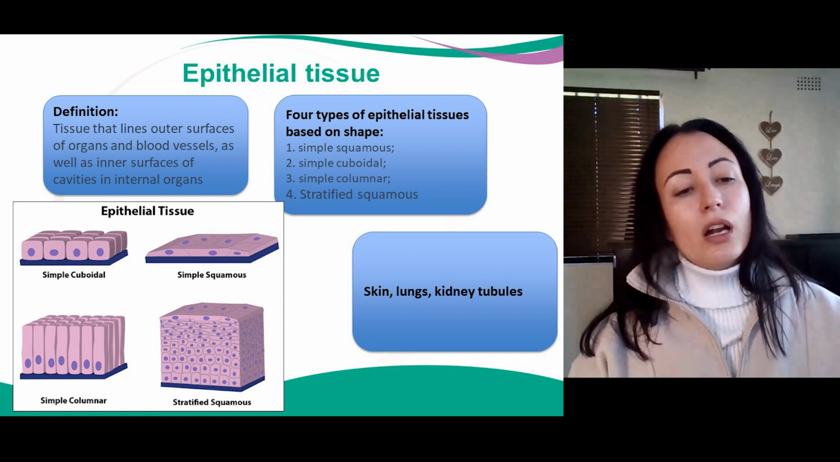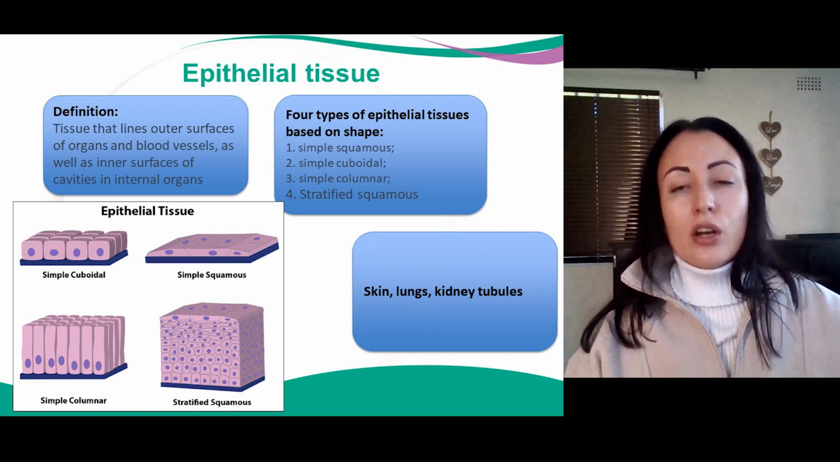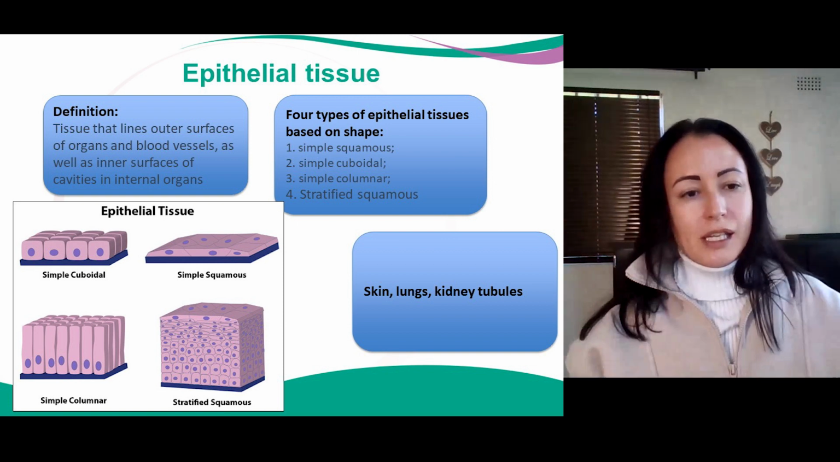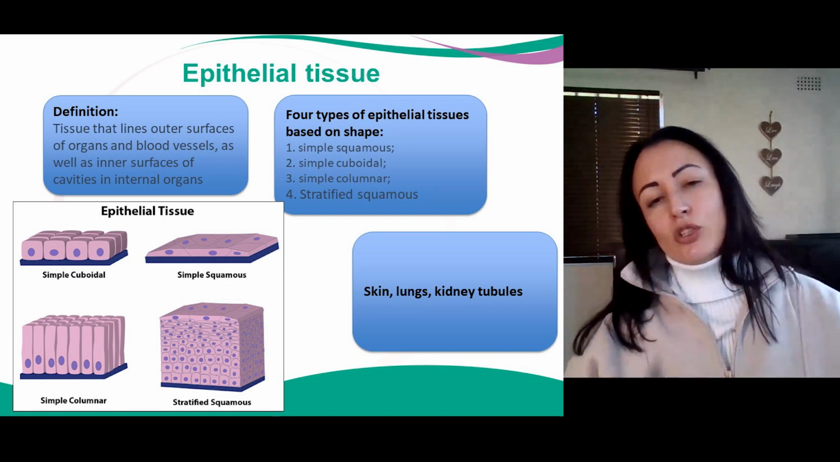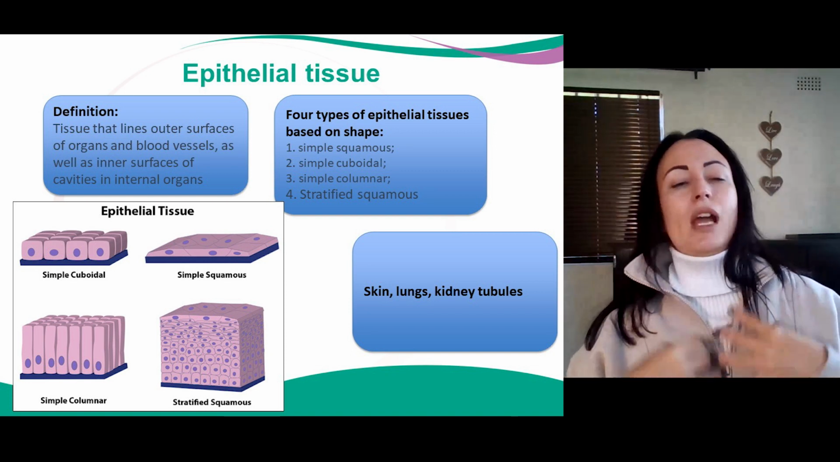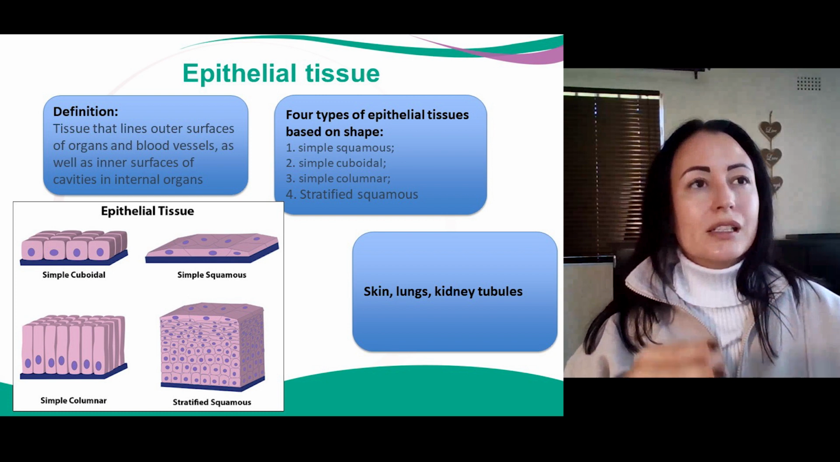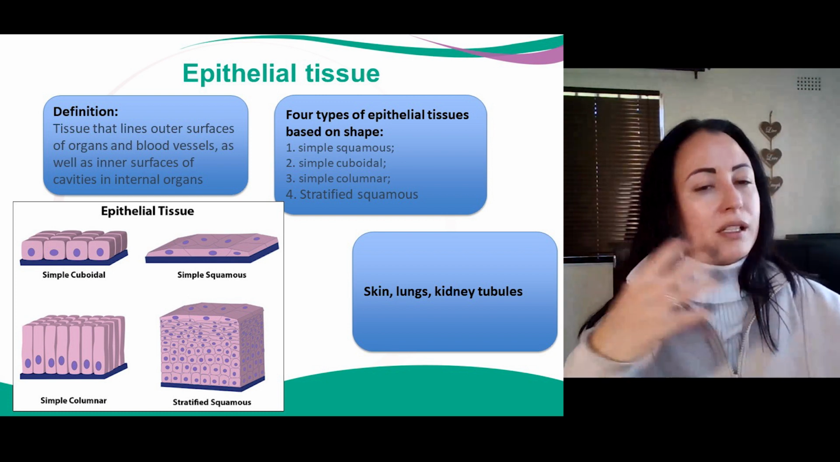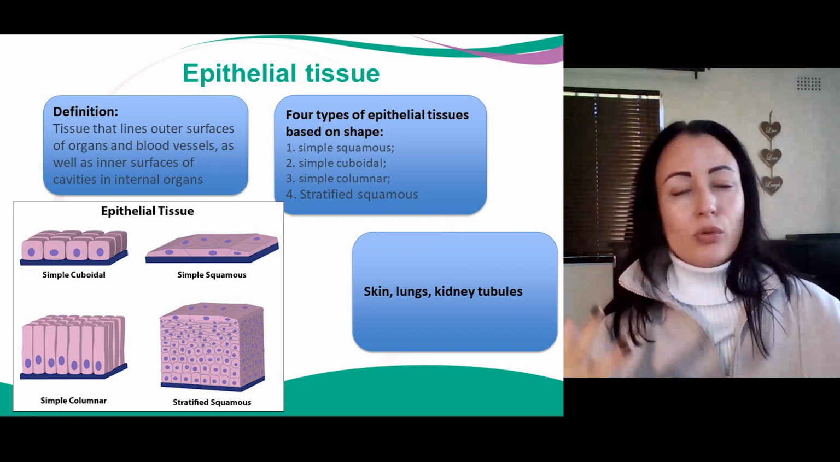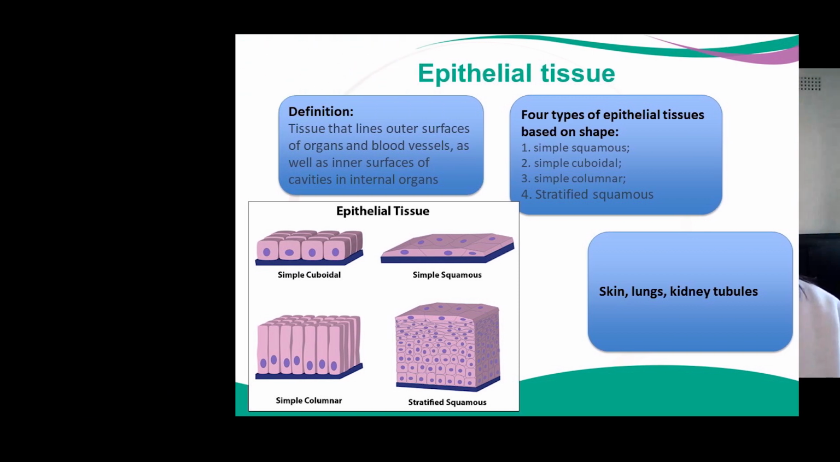And then we get simple columnar and simple cuboidal. Columnar, they look like columns, and cuboidal, they look like cubes. And as mentioned, you can see it in your skin, the lining of your lungs, and your alveoli to allow for gaseous exchange, as well as in your kidney tubules and pretty much all over your body surrounding all the organs.